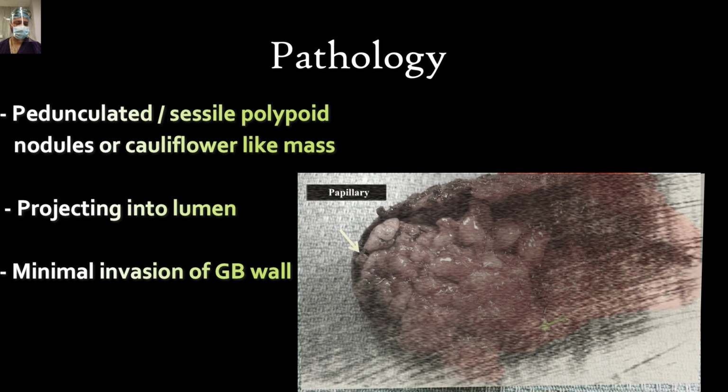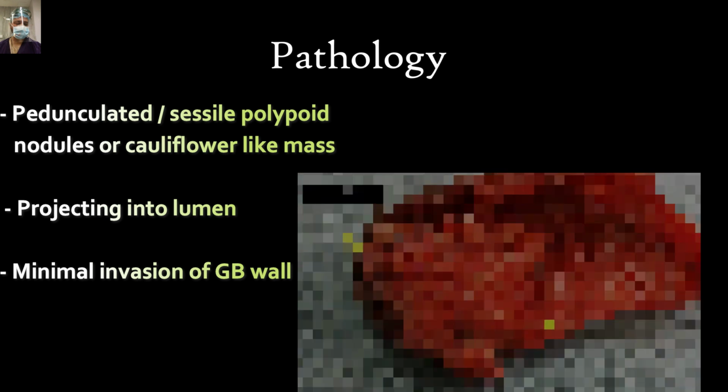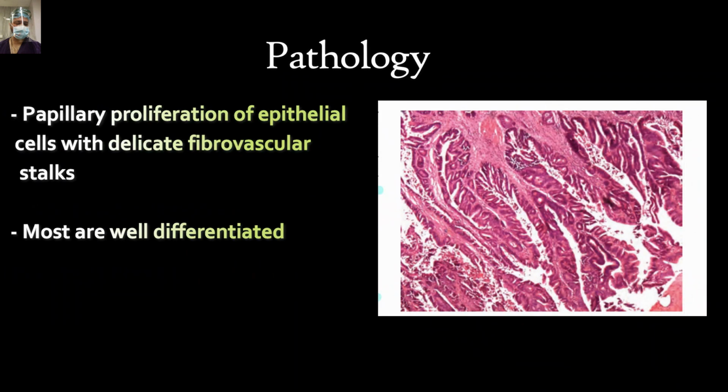On gross pathology, there will be a pedunculated or sessile polypoid mass which projects into the lumen, fills the lumen, and there is minimal invasion of the GB wall. The external wall may be unremarkable. On pathological examination, there will be papillary proliferation of epithelium with delicate fibrovascular stalks, and mostly these are very well differentiated tumors.